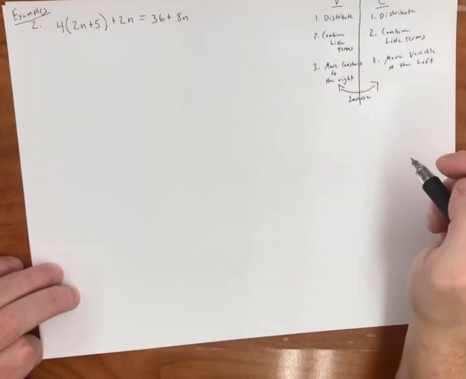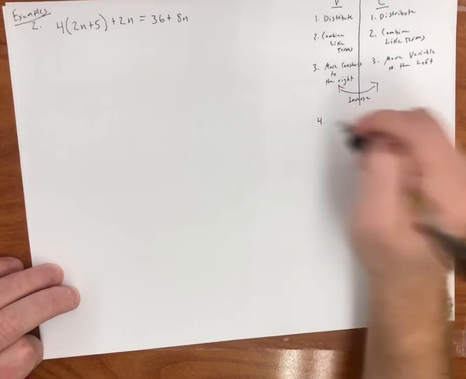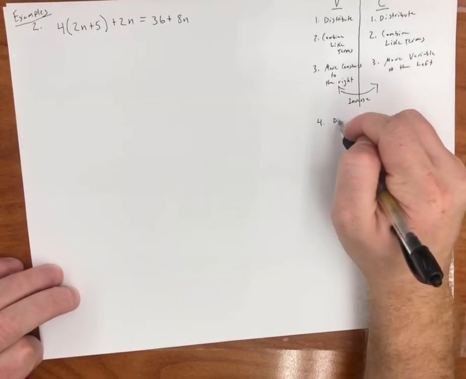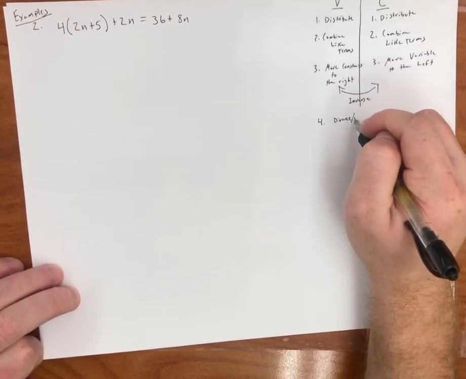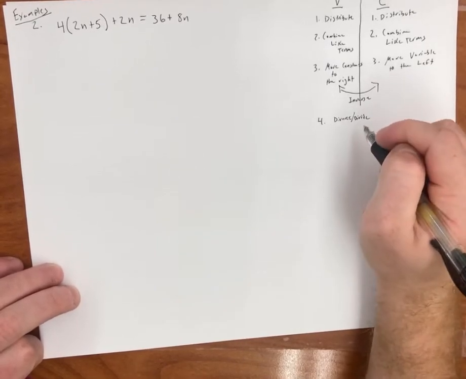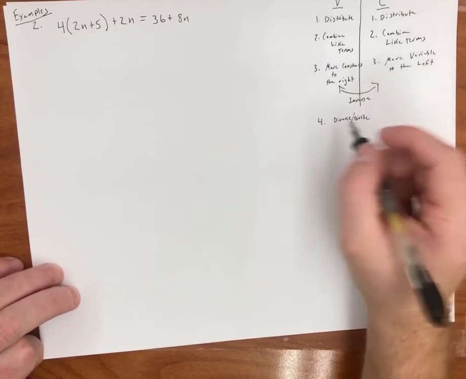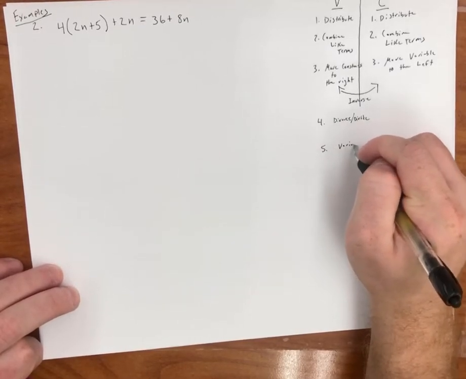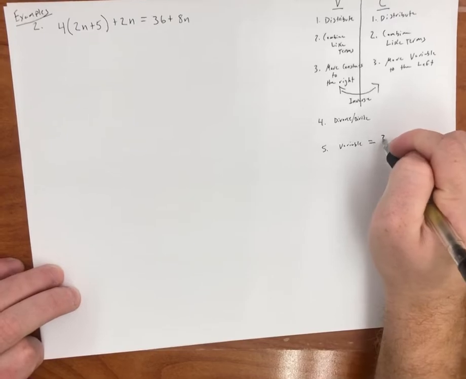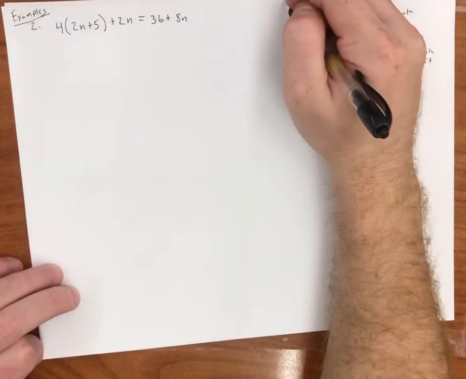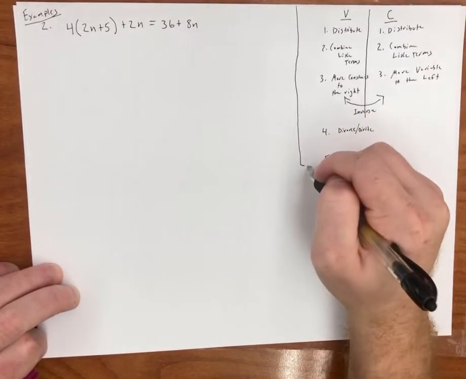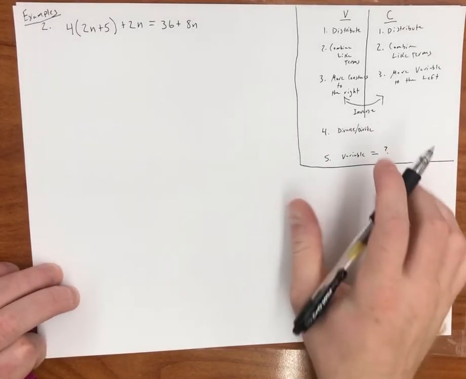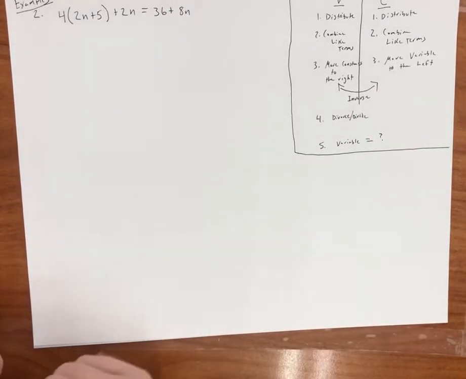Utilizing inverse operations. Once we're done with that, then our fourth step is to divorce, divide, and then our last step is to find out what our variable equals. Okay, so these are our steps. All right, now let's utilize our steps to solve our equation.